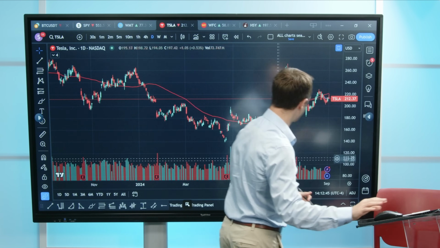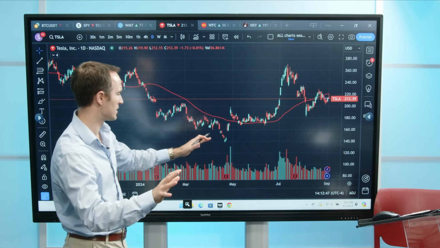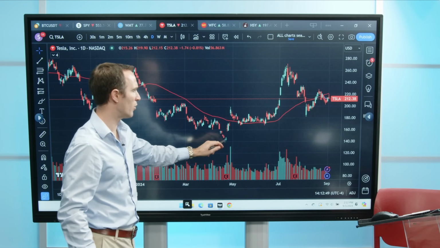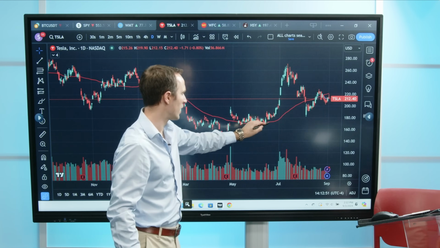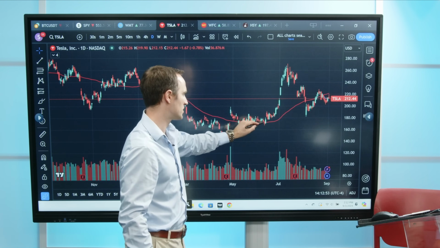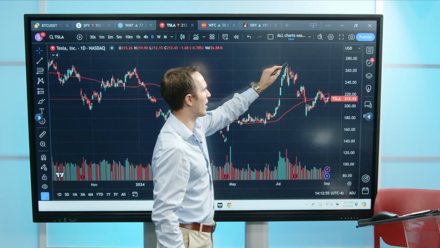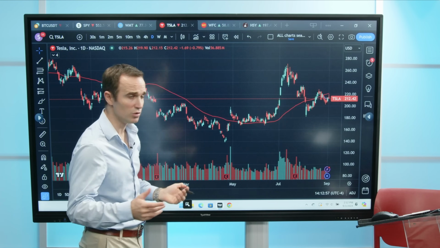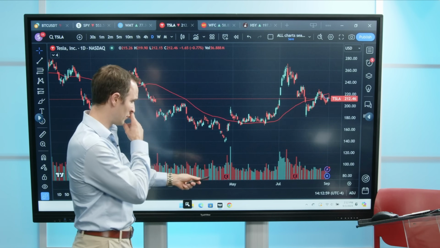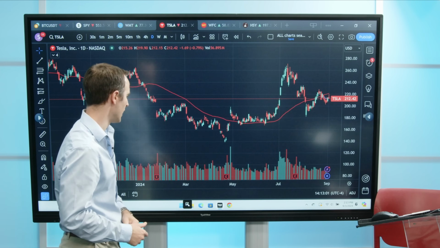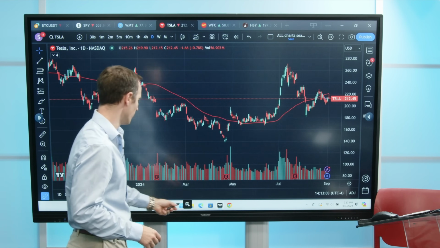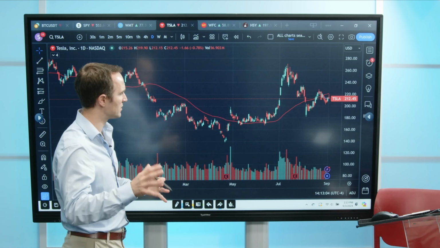All right. So this is the most recent run on Tesla. Okay, we're down here around 140. We broke above the 50 right here around 170 and then stayed above and ran almost to 280. Huge run on Tesla, almost doubled the price from the lows here end of April. So why is this important?